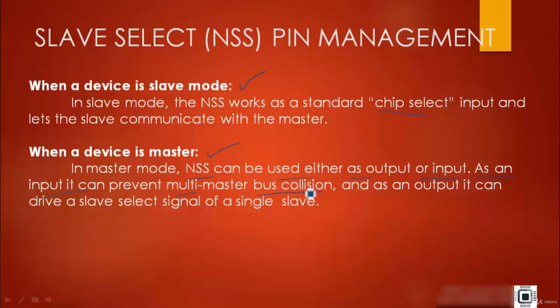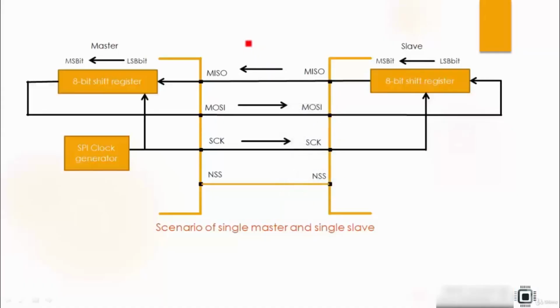This scenario let's not discuss, because this will drag our discussion to something else. The multi-master mode is actually not discussed in this course, or I may cover it later in this course. But as of now, I have not planned to produce content on multi-master modes of the SPI peripheral. But remember that in standard communication, when the device is in master mode, you keep the NSS pin always as output. When the NSS pin is in output mode, it can drive a slave select signal of a single slave.